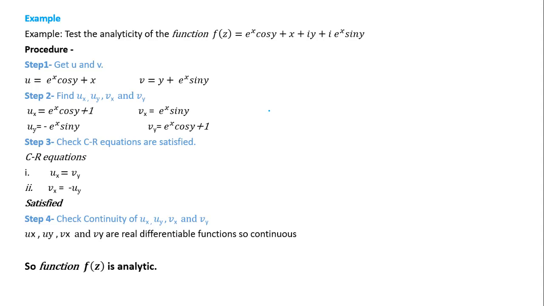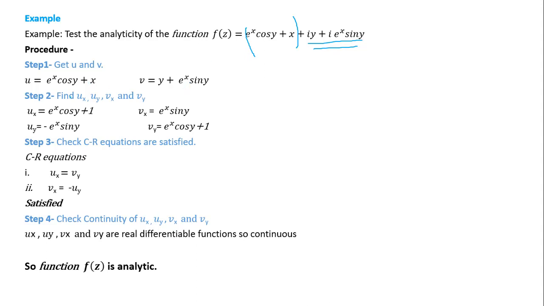Example: test the analyticity of the function f(z) equal to e^x cos y plus x plus iy plus i e^x sin y. This is given to you. Now we will understand the procedure step by step. First step is to get u and v. The real part is u and the imaginary part, without i, is v. The imaginary part is y plus e^x sin y, and the real part is e^x cos y plus x.